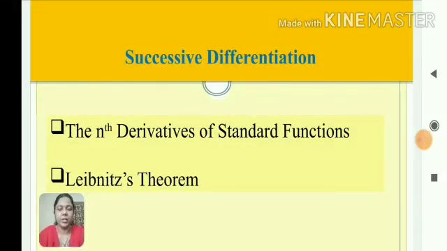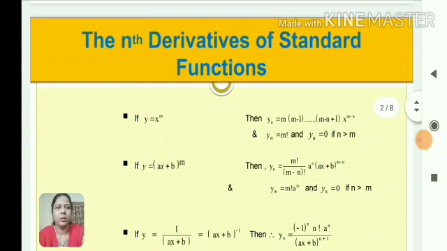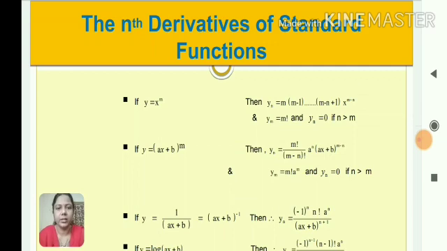I am Dr. Rajeshree. In the last presentation, we have seen the nth derivatives of standard functions and the examples based on the nth derivatives of standard functions. In today's presentation, we will continue with the examples based on the nth derivatives of standard functions, and also we will see the Leibnitz theorem, which is for the derivative of the product of two functions of x. We'll revise some important nth derivatives.